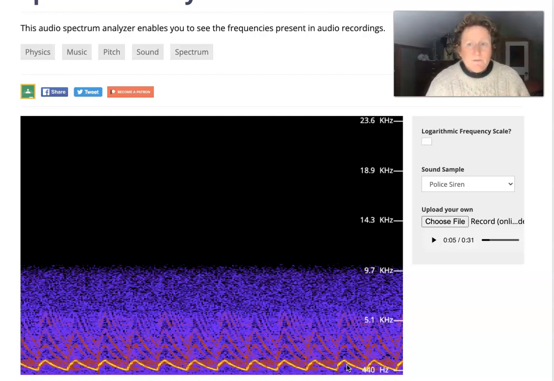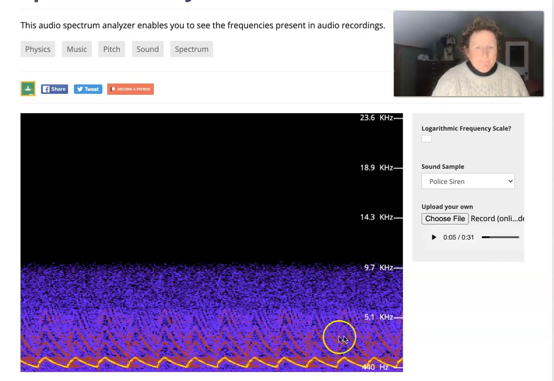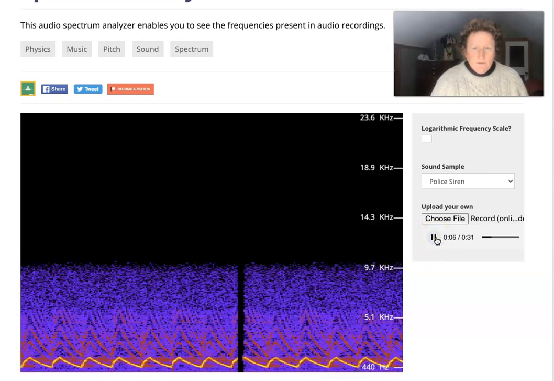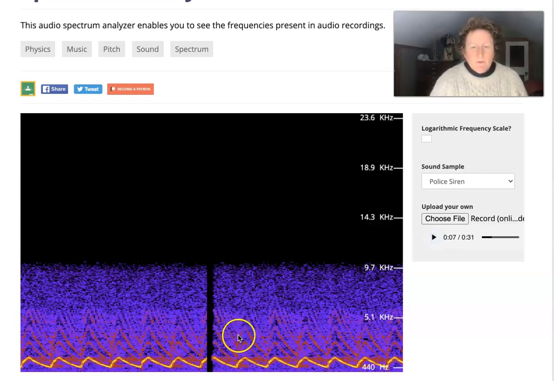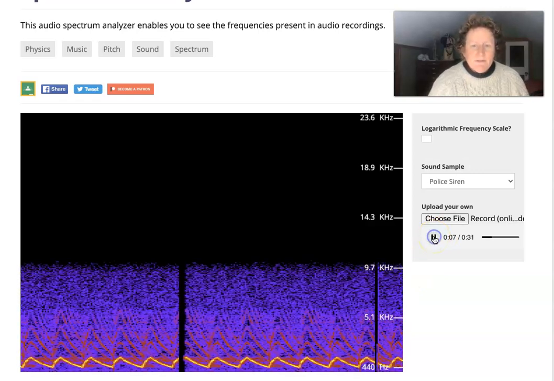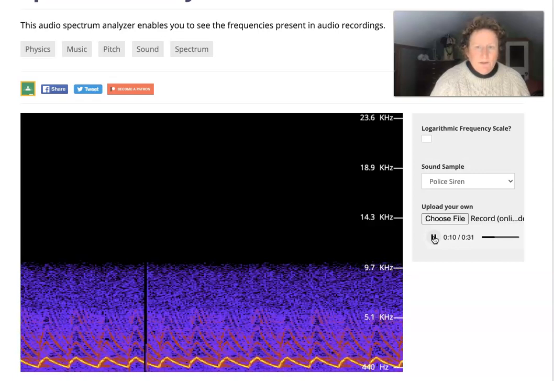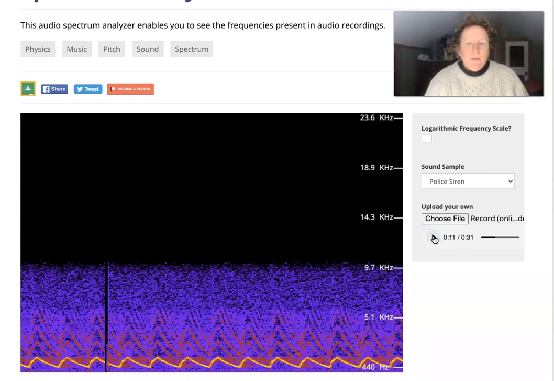Of course, sound waves are longitudinal. It's just easier to see them if we make the frequency into a transverse wave here. In addition, this police siren, we can see where it stopped for a second, or maybe the recording had a glitch in it. But it's not super interesting. It's just the same thing over and over again. So it's a really regular sound, and it has a very predictable range from 440 to 9.7.